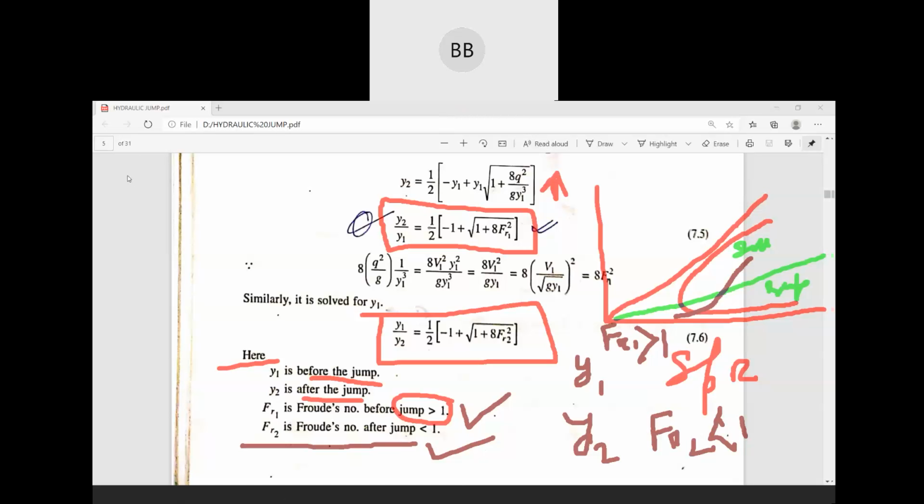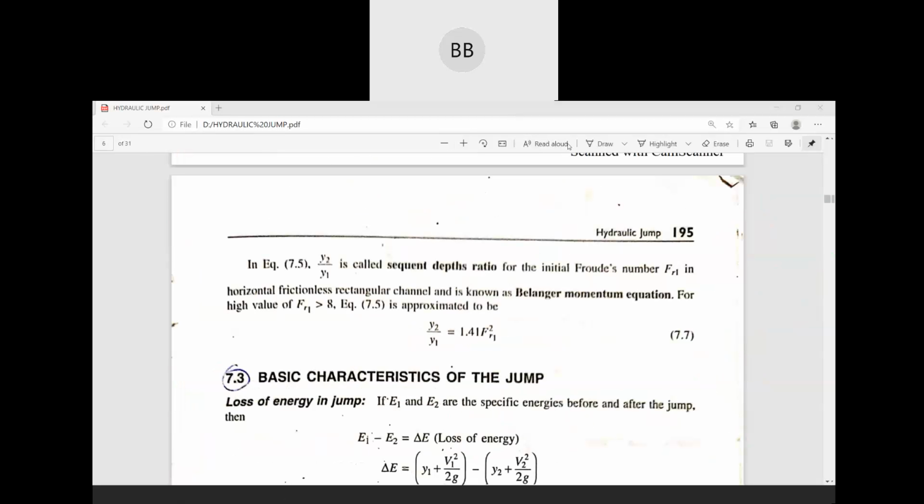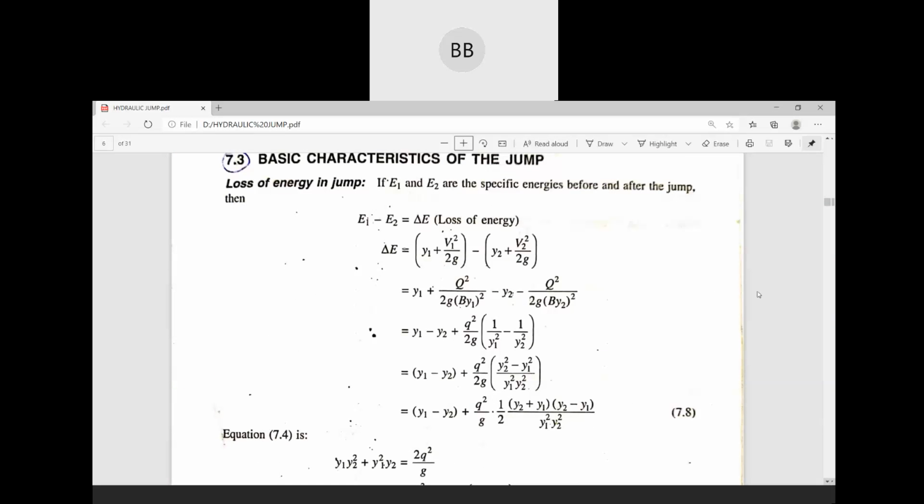Okay, so we move on to the next topic, that is the basic characteristics of the jump, or you can say loss of energy in the jump. So here, loss of energy, that is, when the flow changes from supercritical to subcritical, how much loss in specific energy occurs. That we are going to find out here.